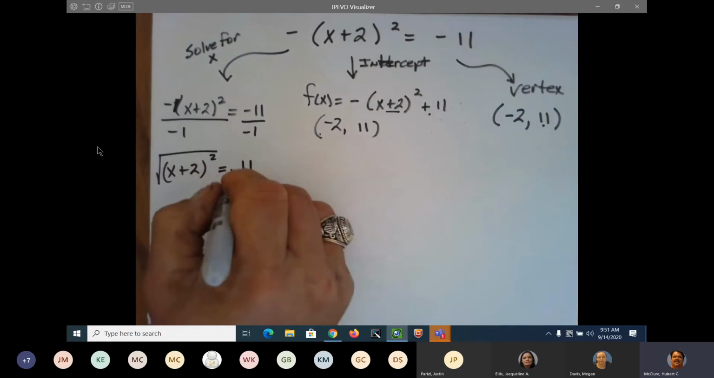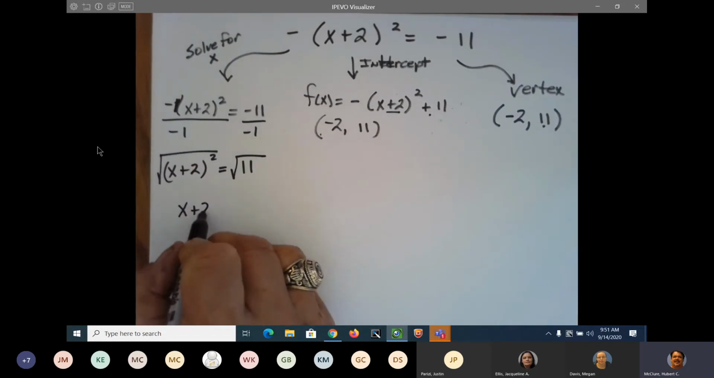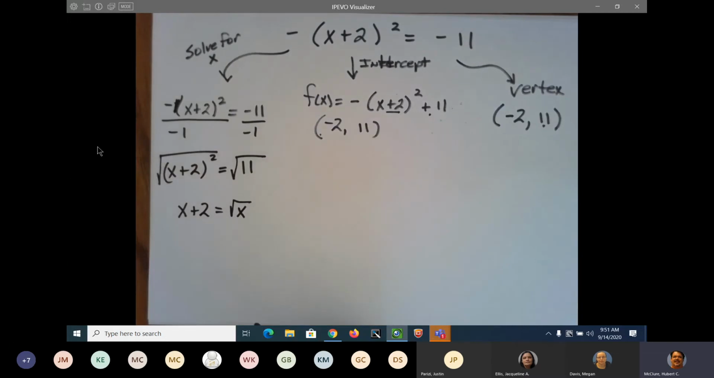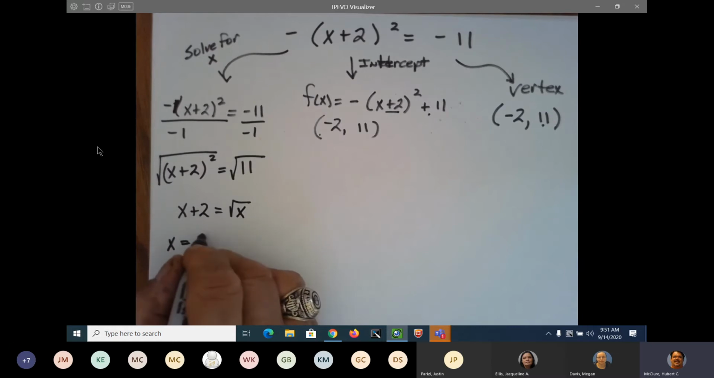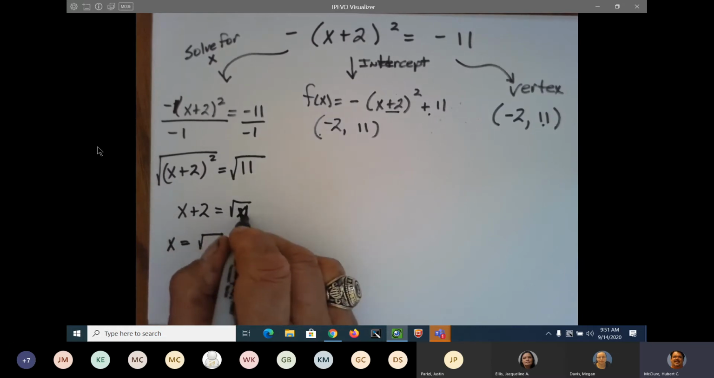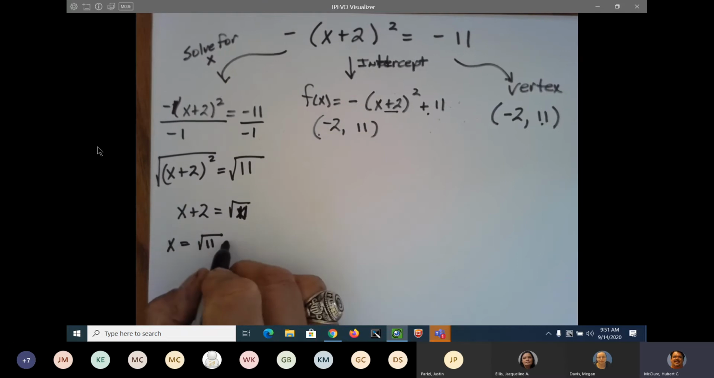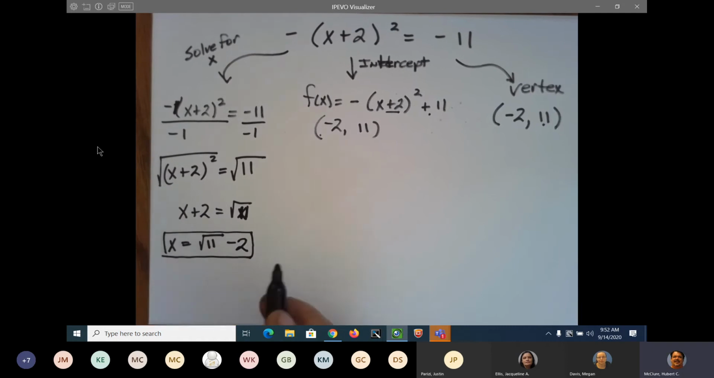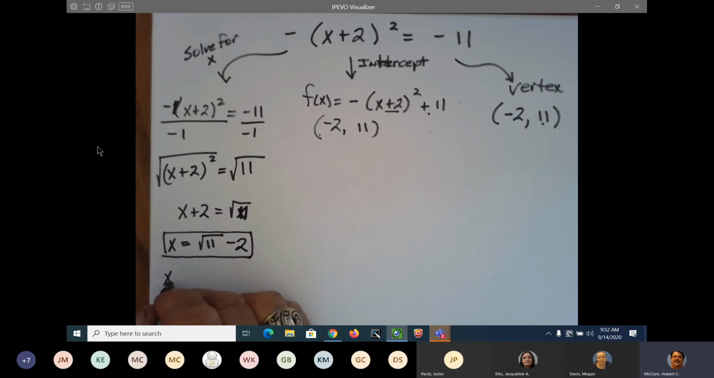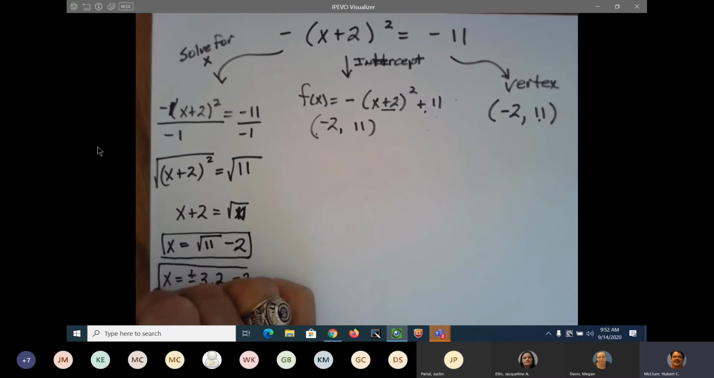Take the square root of both sides. X plus 2 is equal to the square root of 11. I'm going to go ahead and do my exact. X is equal to the square root of 11, minus 2. All right, that's my exact answer. The square root of 11, well, the square root of 9 is 3. So I'm going to say it's 3.2. Somebody check me and put it in the comments if I'm close or not. X is equal to positive or negative 3.2 minus 2. That's my approximate answers.